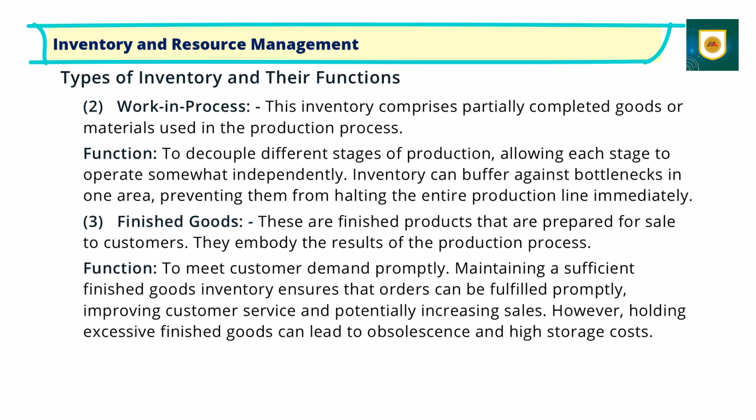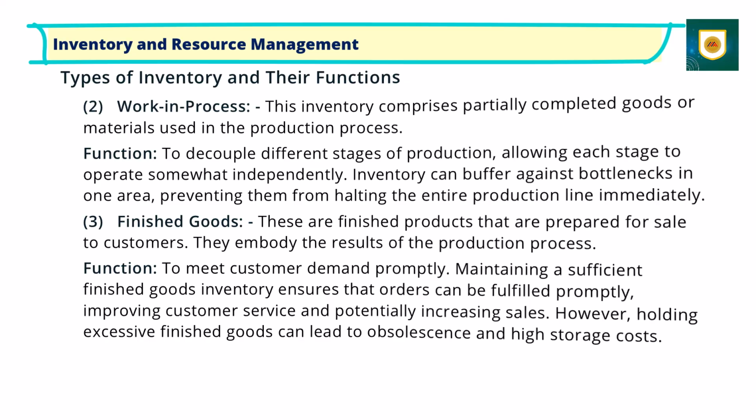3. Finished goods. These are finished products that are prepared for sale to customers. They embody the results of the production process. Function: to meet customer demand promptly. Maintaining a sufficient finished goods inventory ensures that orders can be fulfilled promptly, improving customer service and potentially increasing sales. However, holding excessive finished goods can lead to obsolescence and high storage costs.